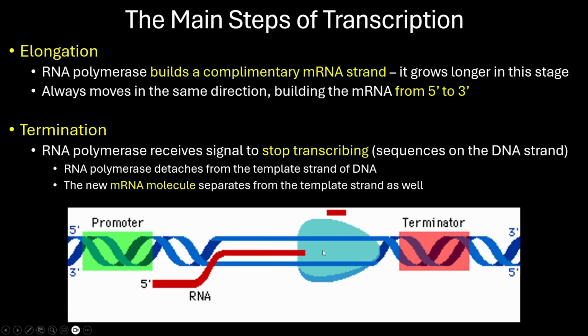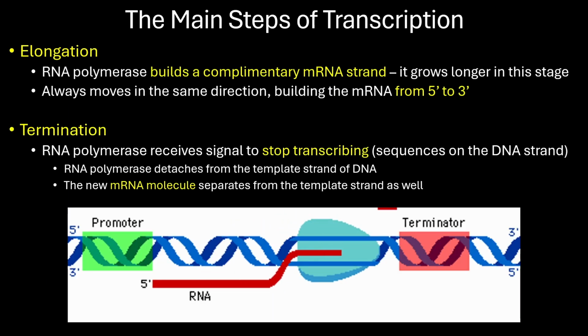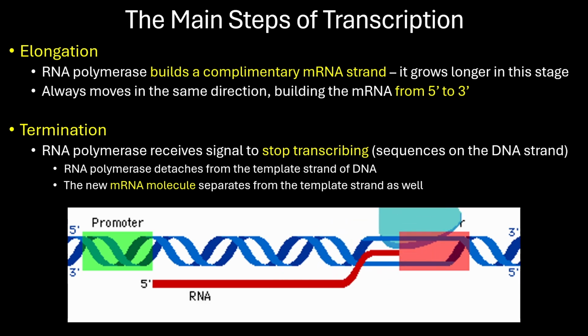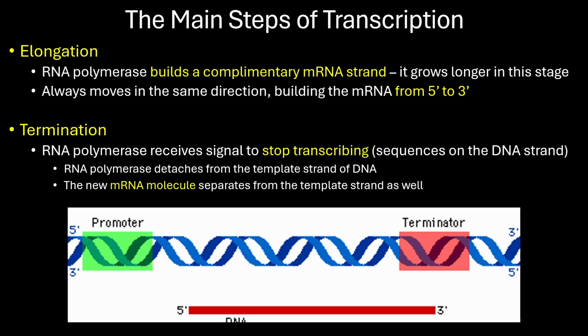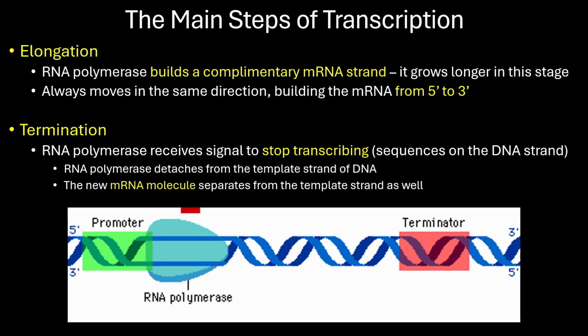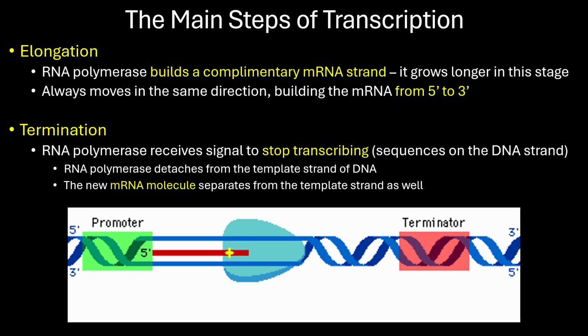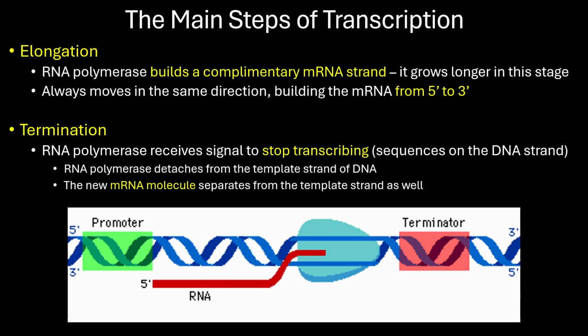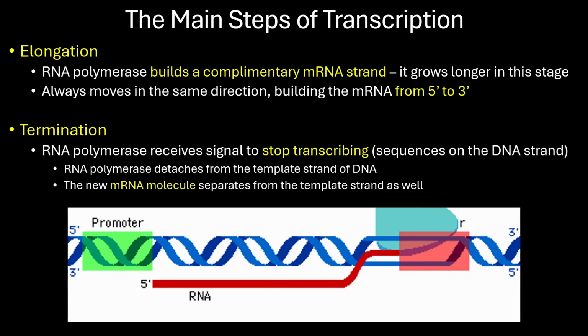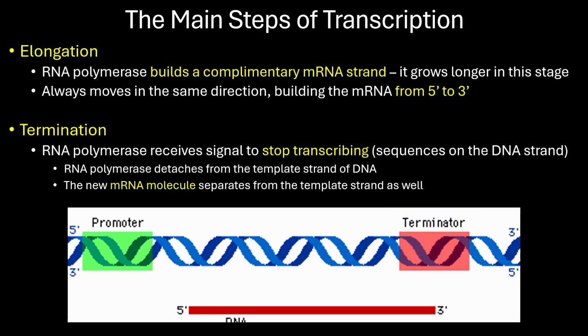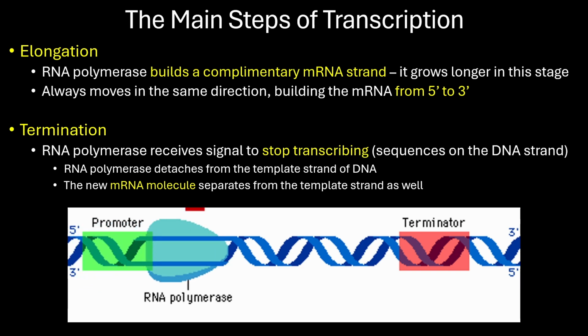The last step in the process is termination. This is where RNA polymerase will reach the end of that sequence. There is a special region at the end called a terminator. Once the RNA polymerase reaches the terminator, transcription stops, and RNA polymerase is going to detach from that template strand of DNA. Now we have a new mRNA molecule that separates from that template strand, and it is able to go elsewhere to finish the next part of the process.